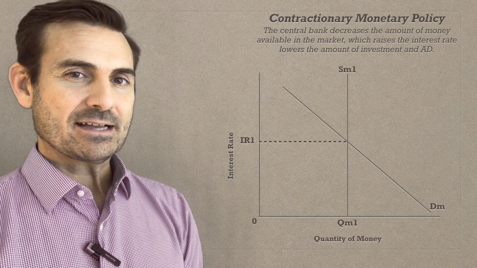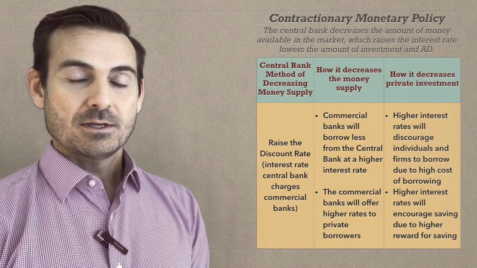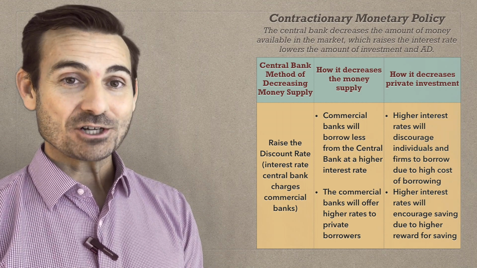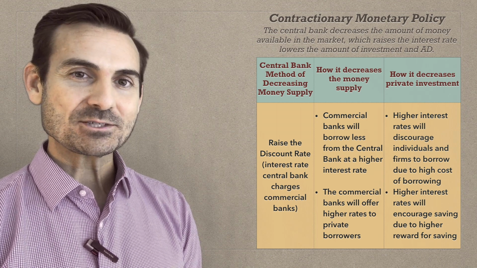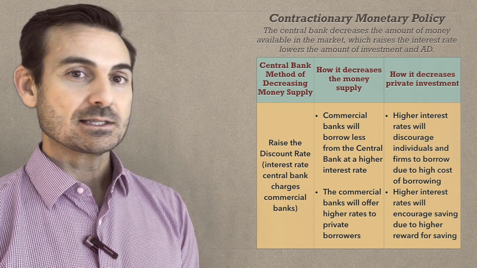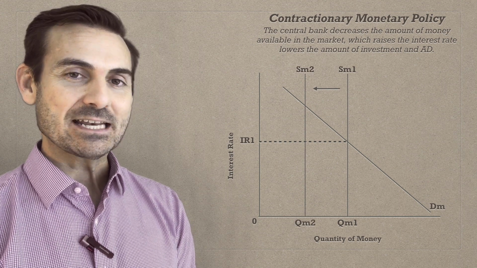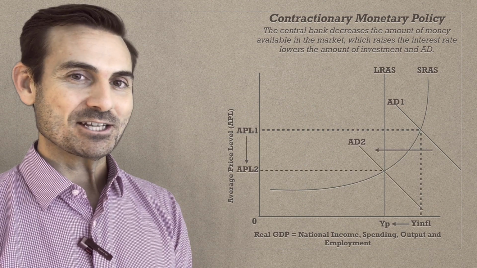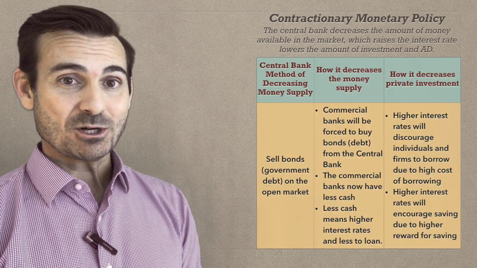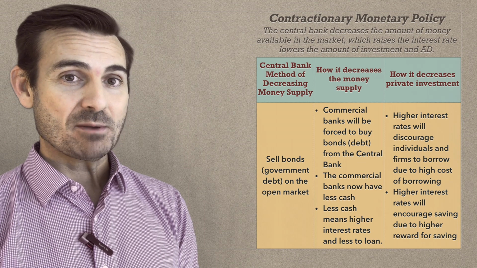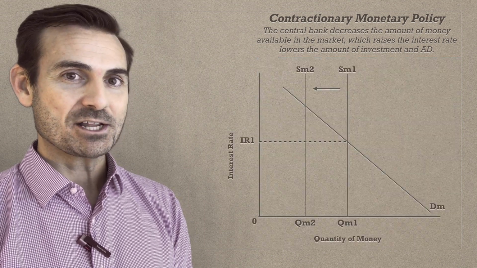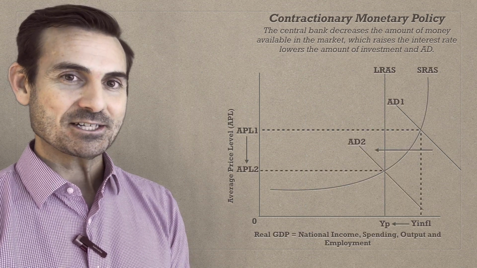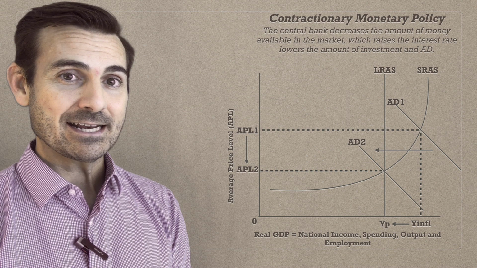So how can the central bank decrease the supply of money in the market? The central bank can raise the discount rate. In doing this, the amount of interest they charge to commercial banks now goes up. Commercial banks will borrow less from the central bank, leaving a lower supply of money in the market, an increase in interest rates, a decrease in investment spending, and a decrease in aggregate demand. The central bank could also force commercial banks to buy government bonds, meaning that there would be less supply of money in the market, a rise in the rate of interest, a decrease in investment, and a decrease in aggregate demand as well, reducing or hopefully eliminating the inflationary gap.